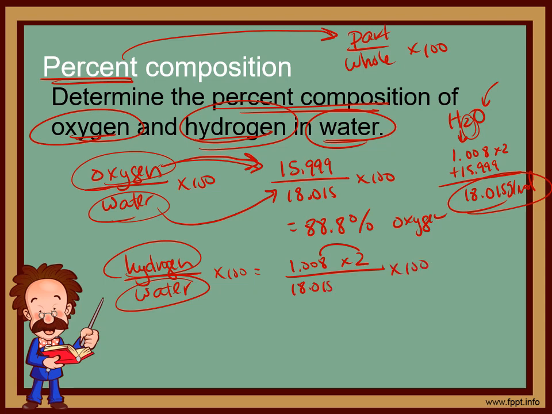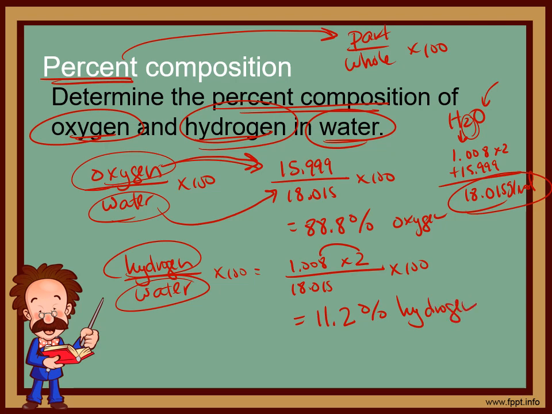So I'm going to do 1.008 times 2 on my calculator. That's 2.016 divided by 18.015 gives us a grand total of 0.1119086. Lots of digits. Times 100 is going to give us 11 point, I'm going to round it to 11.2% hydrogen.